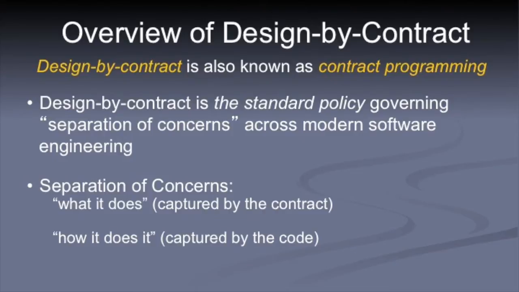Fundamental to design by contract is how it captures two very important concerns related to software: what it does and how it does it. Keeping these concerns separated when engineering a piece of software is of utmost importance for items such as software correctness and software scalability.